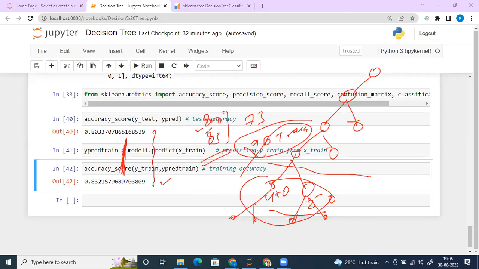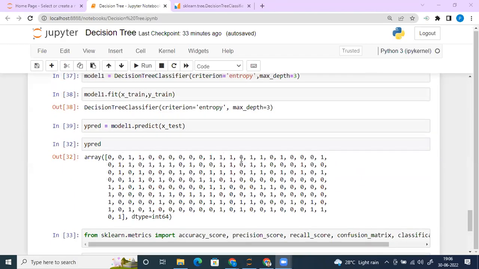You can increase it further by tuning several hyperparameters. That's what I told you. Whenever you are dealing with a machine learning algorithm, please go to the hyperparameter section in scikit-learn, see, experiment and play. I put max depth equal to 3 only. You can play with it again. This is giving me 80%. Let me try this thing. Let me come back again.